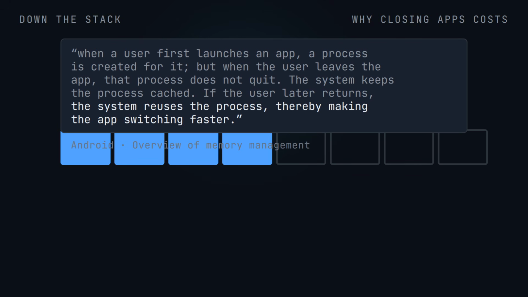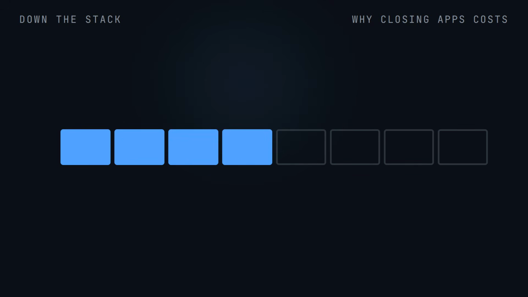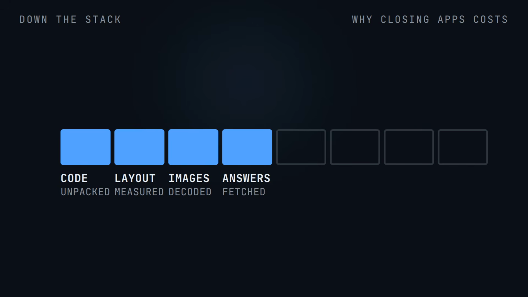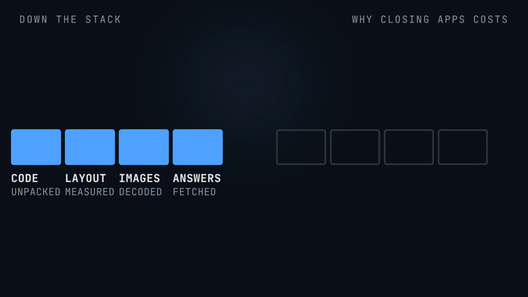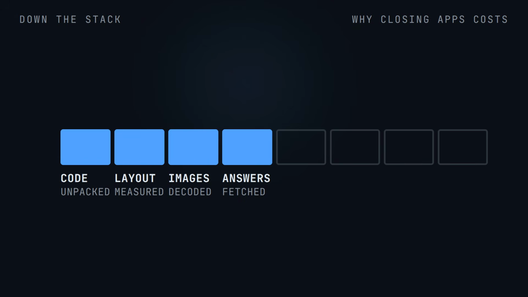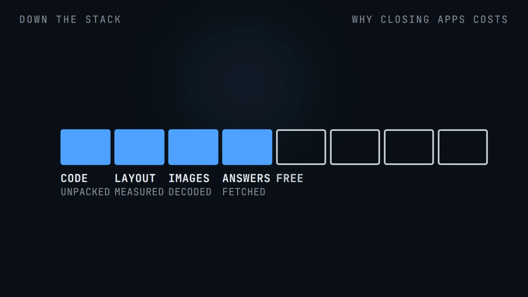Take that as an accounting statement rather than a technical one. The megabytes an app is holding are not litter the system failed to sweep up, they are receipts. They are the code already unpacked, the layout already measured, the pictures already decoded, the answers already fetched. Every expensive thing that had to happen once before you saw anything on that screen. Free memory is the only kind with nothing in it, which is why a phone with hardly any of it is usually a phone doing its job. That only holds, of course, while nothing else needs the room.